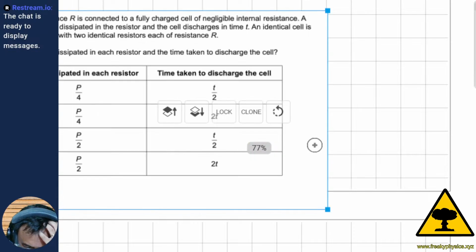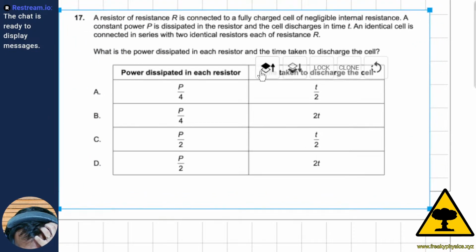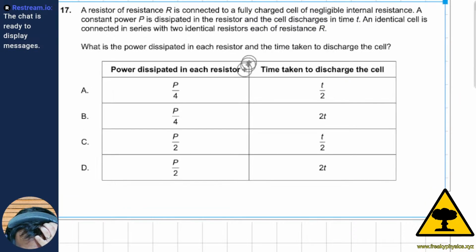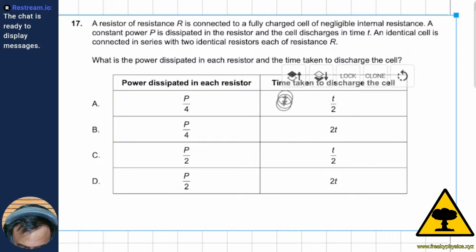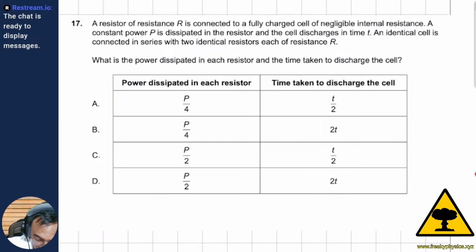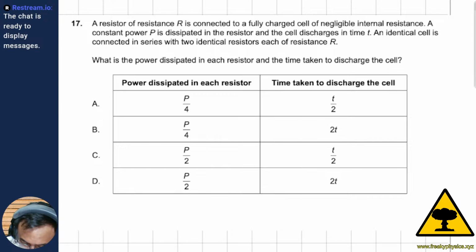Okay, so the resistor has a resistance R connected to a cell of negligible internal resistance. The power is dissipated in the resistor and discharges the cell in time t. An identical cell is connected in series with two identical resistors of each resistance R. What's the power dissipated and time taken to discharge the cell? I think this means for the second circuit, right?